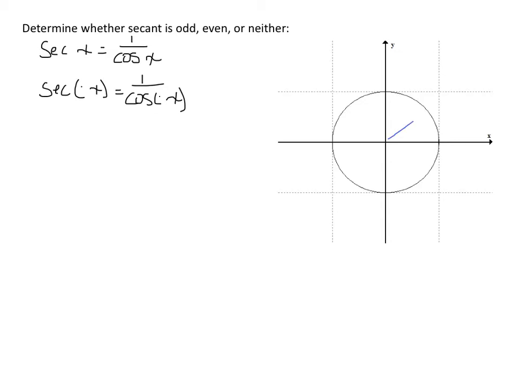so if we're looking at a specific angle that we're taking the cosine of, if we take the cosine of the negative value of that angle, we know, because of "all students take calculus," the cosine will be the same. So in this case, it still will be cosine of x, or 1 over cosine of x, which means that the secant, because after I put in a negative x is the same as my original, secant of x is even.